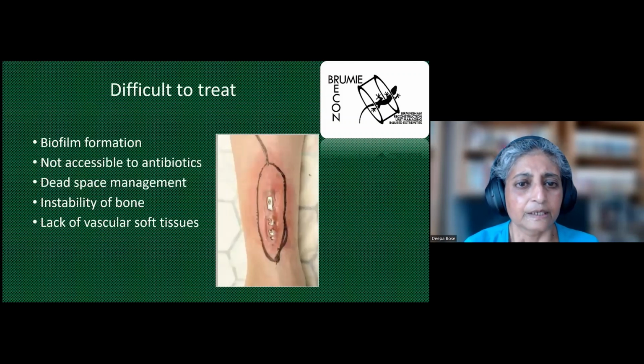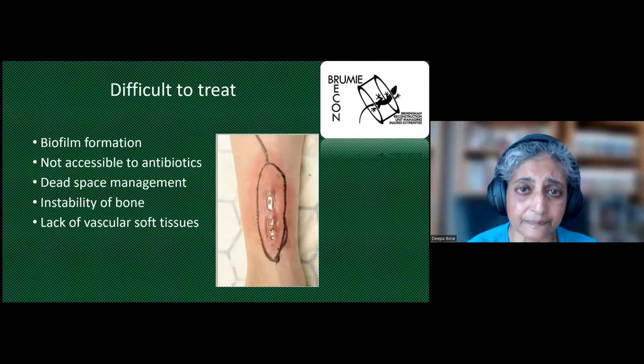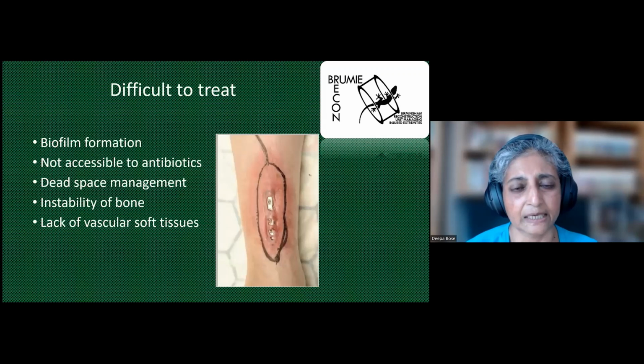Okay. So I've said that it's not only difficult to diagnose, but it's difficult to treat. And these are the reasons why. You get formation of a biofilm over the surface of implants. The infection is usually not accessible to antibiotics. You have to manage your dead space quite differently from how you would manage it in a soft tissue infection. And it is often associated with instability of bone and a lack of vascularity. And so unless you address each of these things, your treatment plan will be doomed to failure. And so we'll look at each of these things.